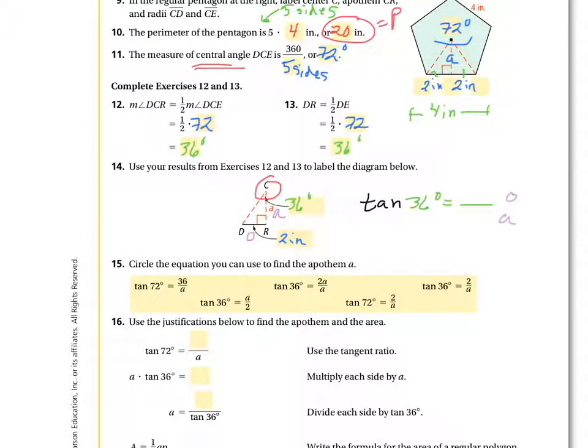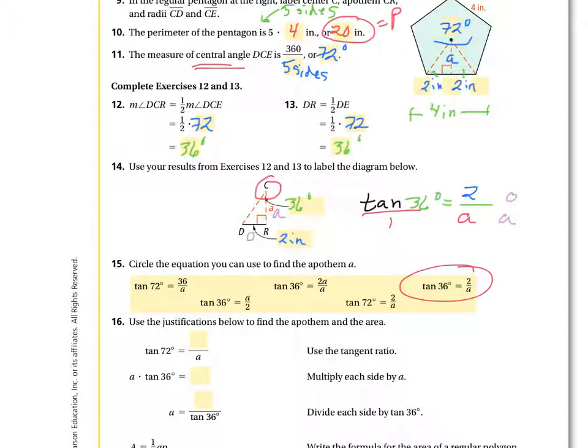And so what is our opposite? 2. And our adjacent, we're going to call what? A. I'm going to put that in red. So A is for your apothem, not the adjacent, but they just happen to be one and the same. So then you're going to put that over 1, and we've got a proportion. So which one are we circling here? The very last one.